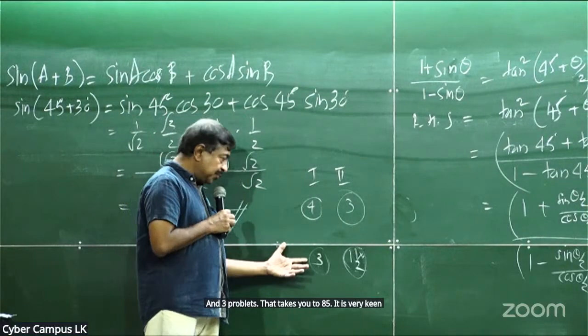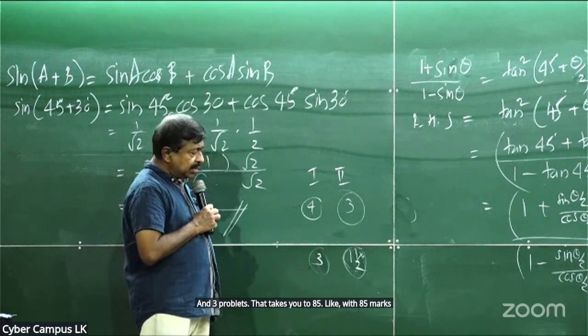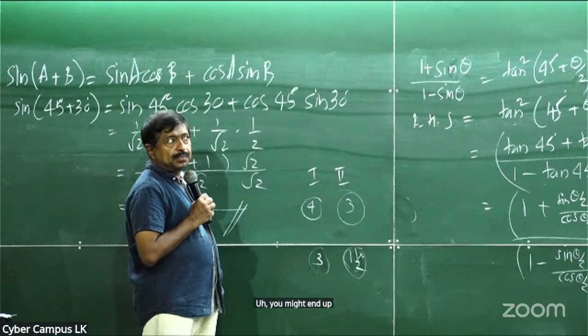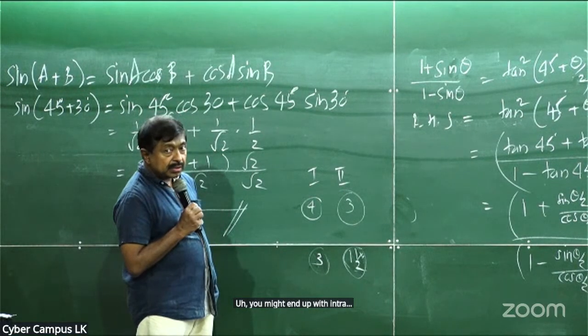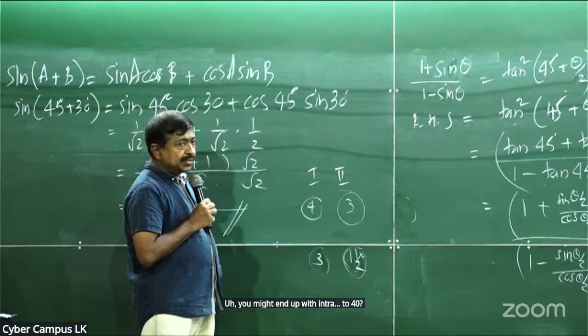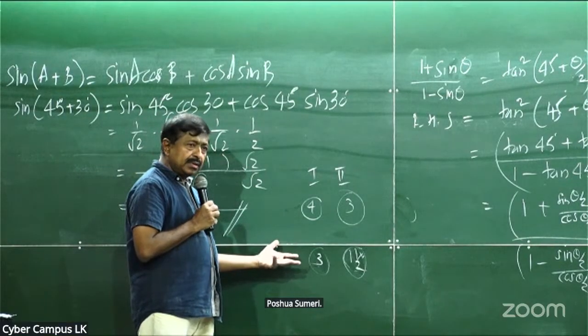Like with 85 marks for math or one subject, you might end up in the top 40. For sure, it's a merit. Probably top 30. 30 again.